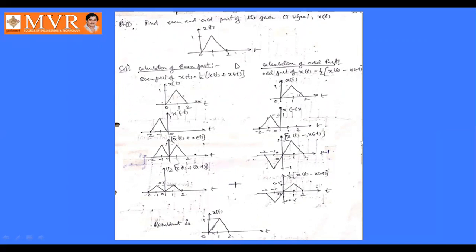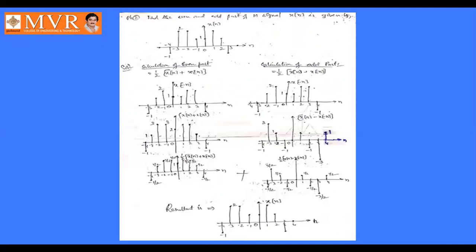This is nothing but finding the even and odd part of the given continuous time signal x of t. Similarly, do the same thing for the discrete time signal also, x of n. Find the even and odd part of the DT signal x of n, which is given. This is the given signal. X of n is this one.